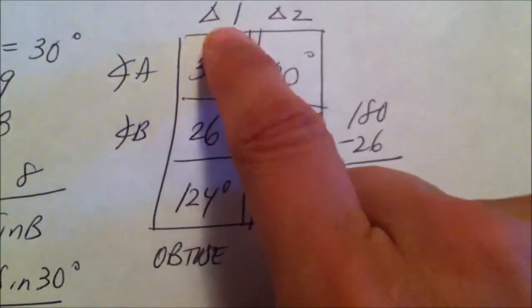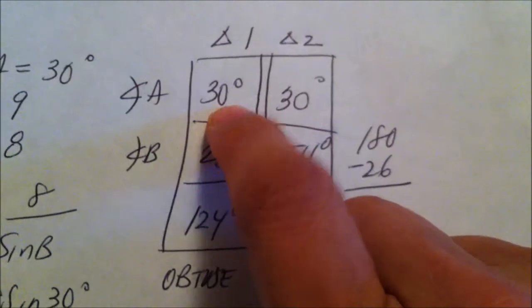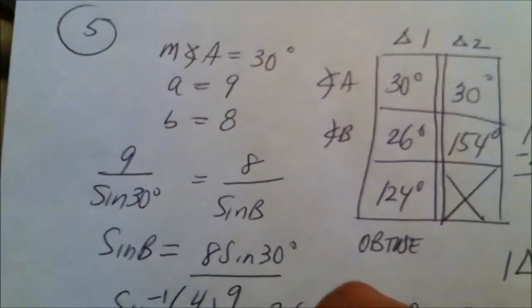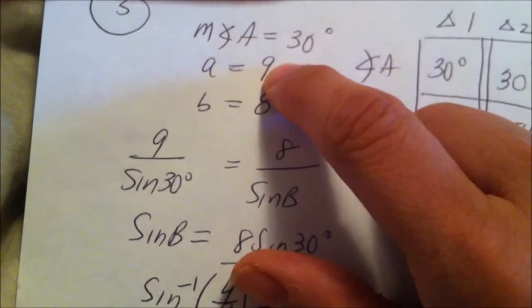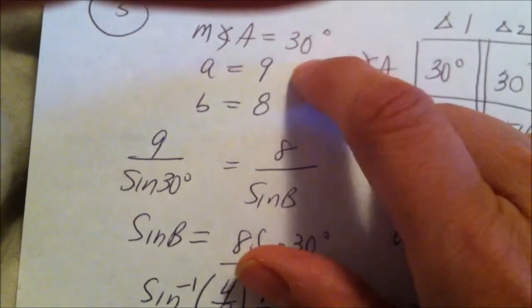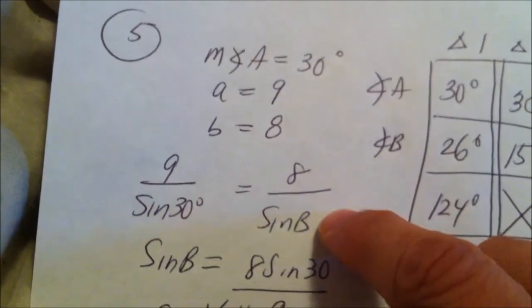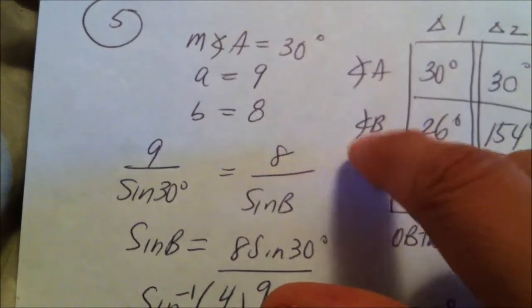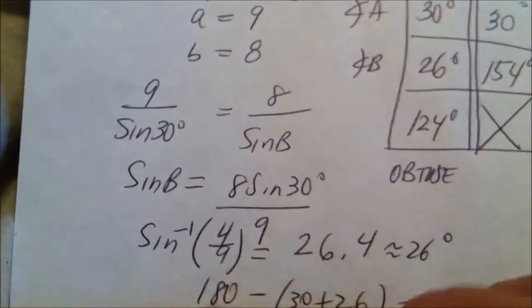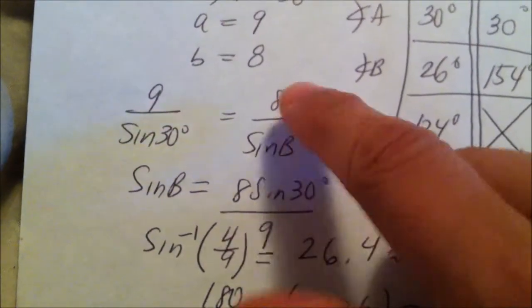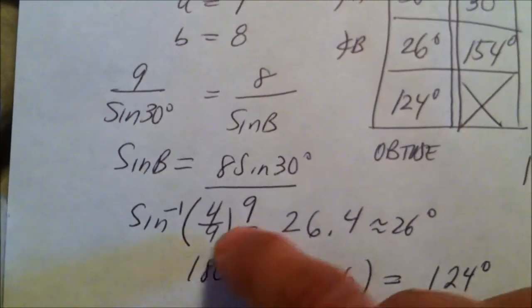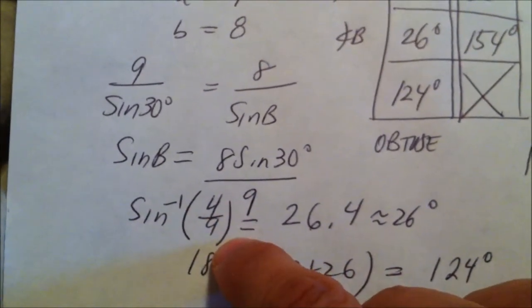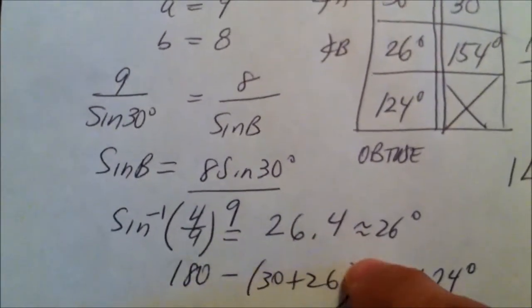So we're going to start with the first triangle with a 30 degree angle. I'm going to use the law of sines. So we do 9 over the sine of 30. See how they're both A? Side over the sine of the angle equals 8 over the sine of B. And I'm writing B here, not X, because I want to remind myself that I'm finding angle B. When I cross multiply, I get sine B equals 4/9. And we're looking for an angle, so we have to do the inverse. So I do second sine of 4/9, and I get 26.4.